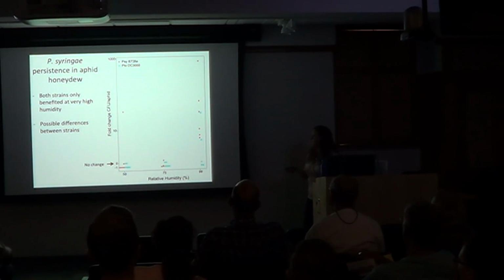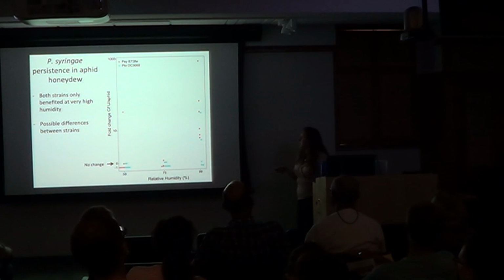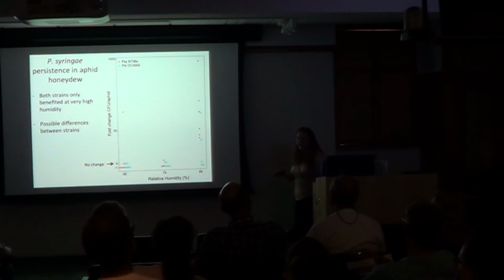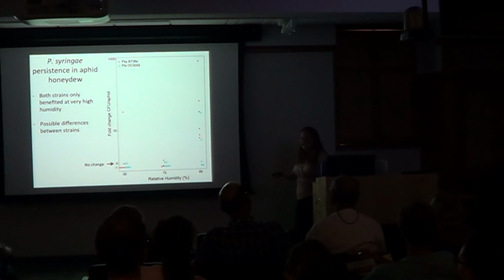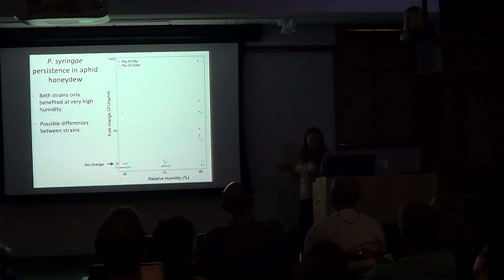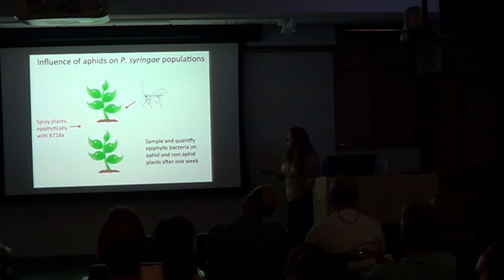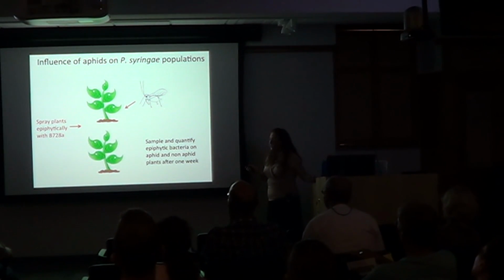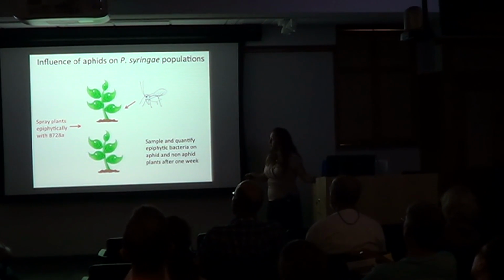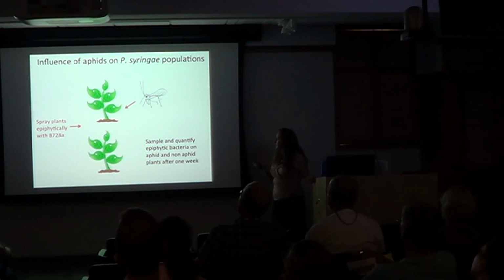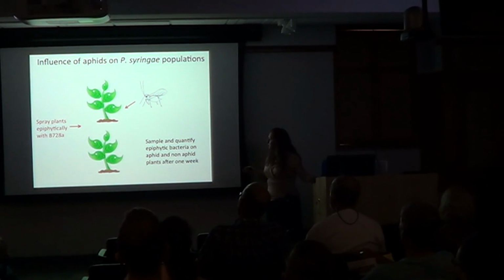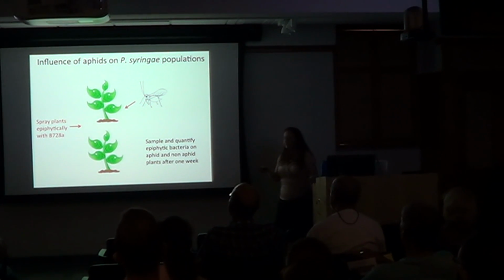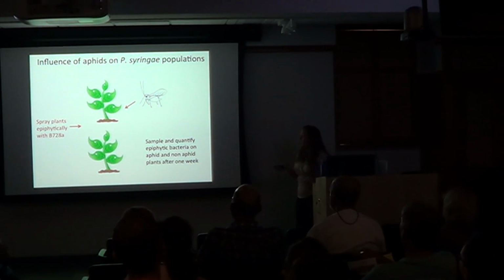But again, this is reinforcing this question of whether interacting with insects is actually beneficial for syringae. Are they going to do better if there are aphids on a plant and there's honeydew being laid down, or is that actually a bad environment? To look at this, we set up an experiment where we sprayed epiphytic populations of B728A on plants, and then we introduced aphids onto the plants or no aphids. We let the aphids be on the plant for a week, and at the end we sampled epiphytic bacteria on the plants and quantified bacterial populations.